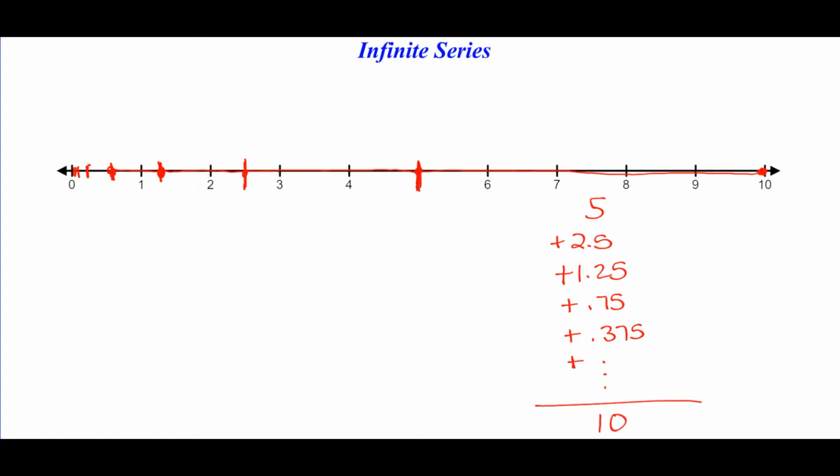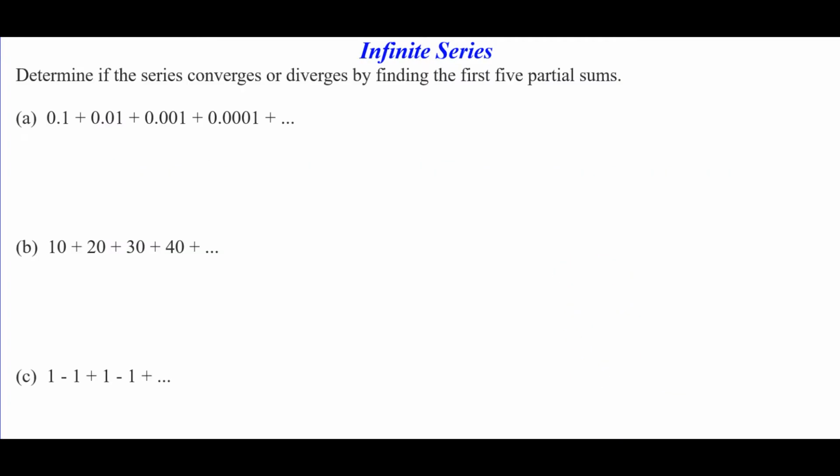So even though technically we're going to infinity here, we can discuss the summation of that because we cannot go past a distance of 10, because we're still staying in between 0 and 10 on the number line and we're not overlapping any distances. So if we look at a couple of examples here of infinite summations, we're going to determine if the series converges or diverges. So if it converges, it means that it has a sum. If it diverges, that means that there's no sum. It just goes forever and it's either getting very, very large or very, very small.